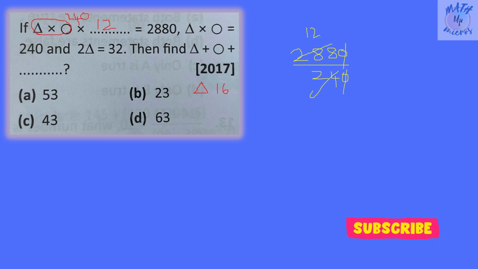From this we can easily find the circle. So we are going to use this expression: triangle times circle is equal to 240. Here we know the triangle, which is 16. So 16 times the circle is 240. So the circle will be 240 divided by 16. I have represented this 240 by 16. So I can use the 4 times table. 4 times 4 is 16, and here 6 times 4 is 24. And 60 by 4 you have 15. So the circle is 15.